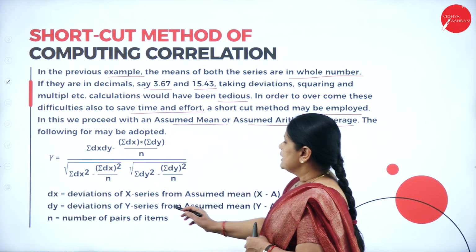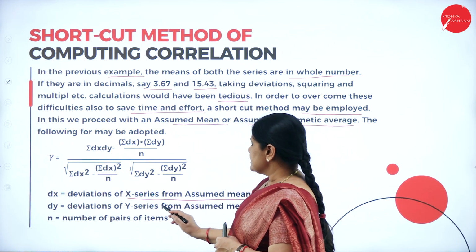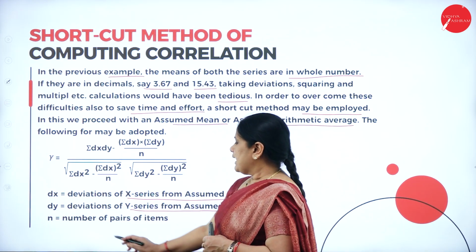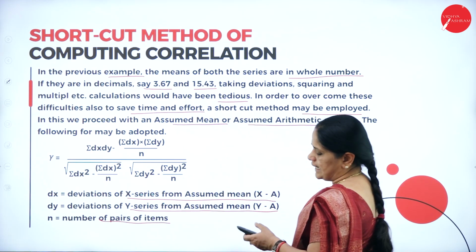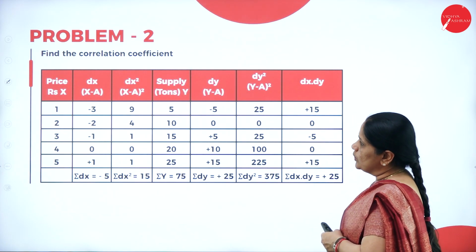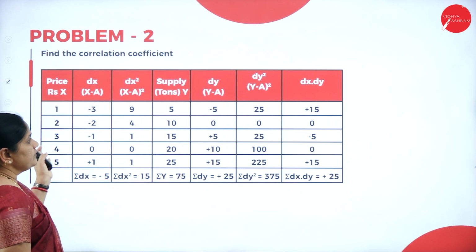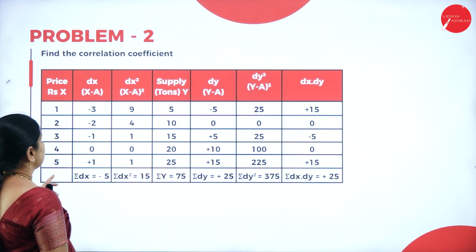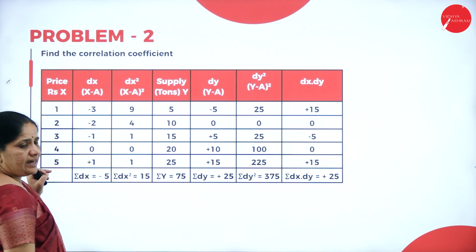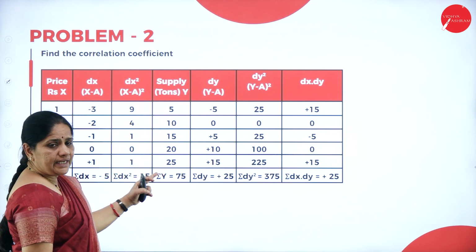Now what is dx? Deviation of x series from the assumed mean, that is x minus a. What is dy? Dy is the deviation of y series from the assumed mean, y minus a. N equals number of pairs of items. Now we have a problem here. Find the correlation coefficient. We have the same problem which we did first, this time with the assumed mean. Now in this problem the price is given as 1, 2, 3, 4 and 5 and the supply is 5, 10, 15, 20 and 25.